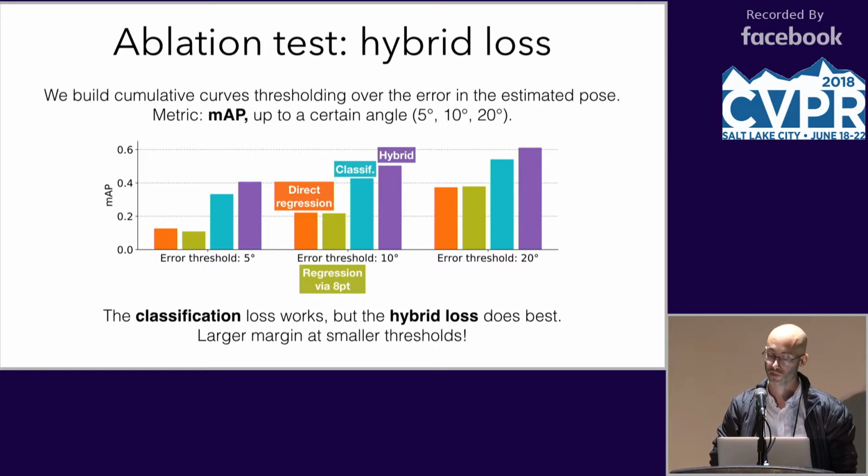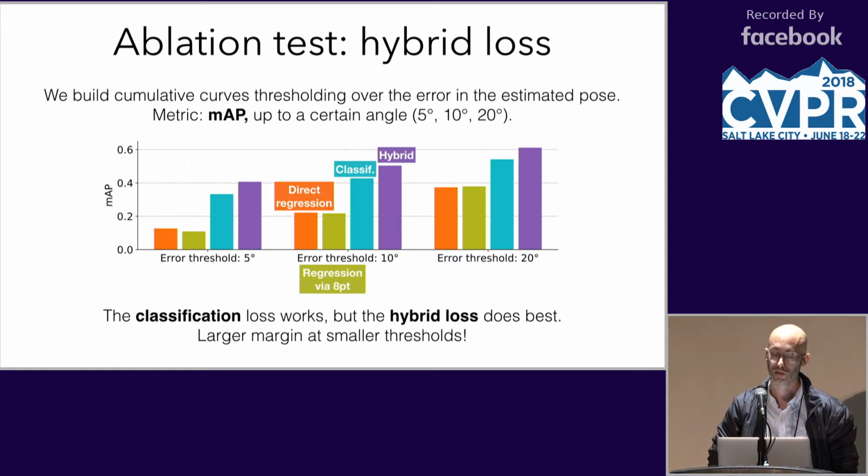And what we do then is compute the mean average precision, or MAP, up to a certain angle. Here I show 3, 5, 10, and 20. Notice that we are doing post-regression, so it doesn't matter if we go much further. If you are off by 40 degrees or 60 degrees, at that point you are just wrong. So we do 2 ablation tests. The first one is to validate the loss function. We have 4 variants. This is the slide that you see.